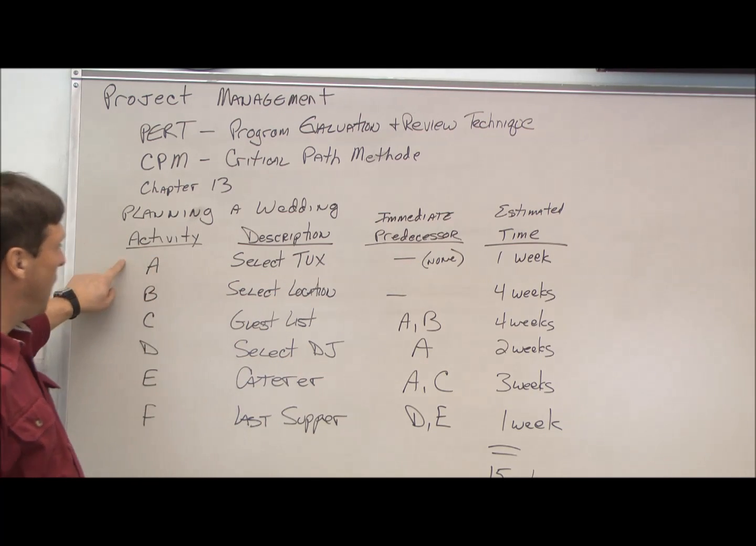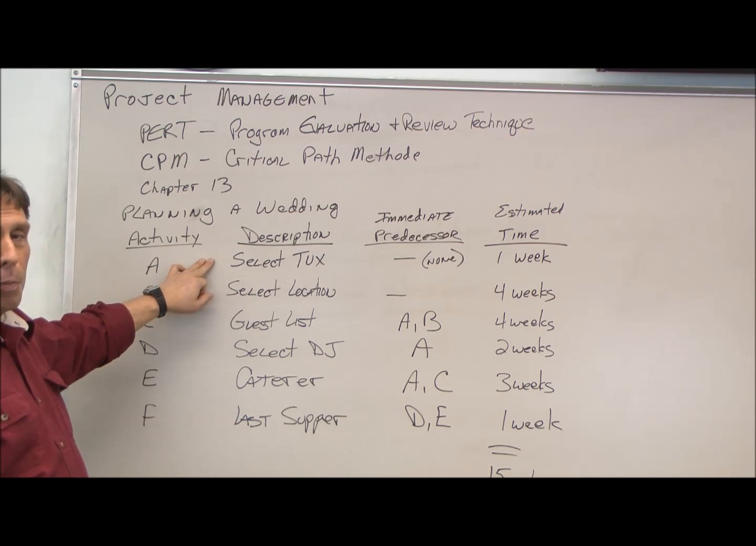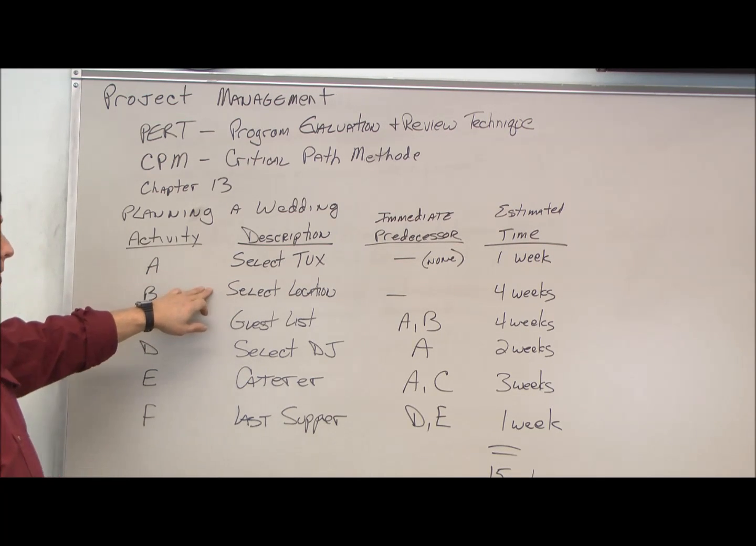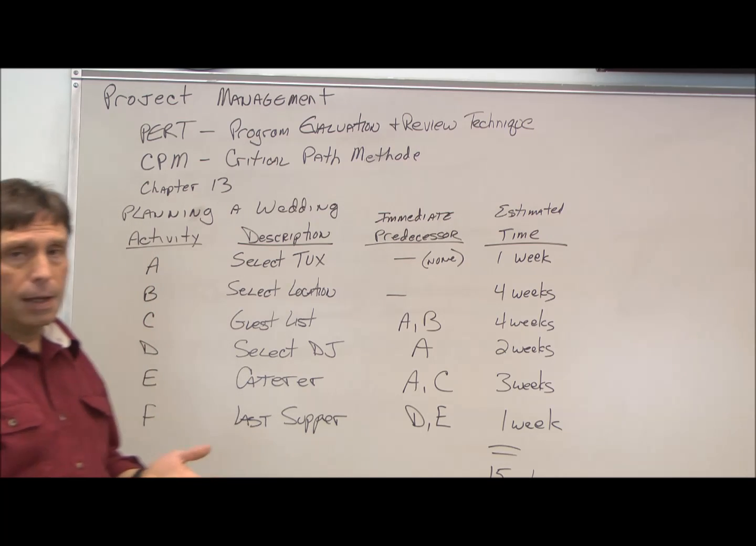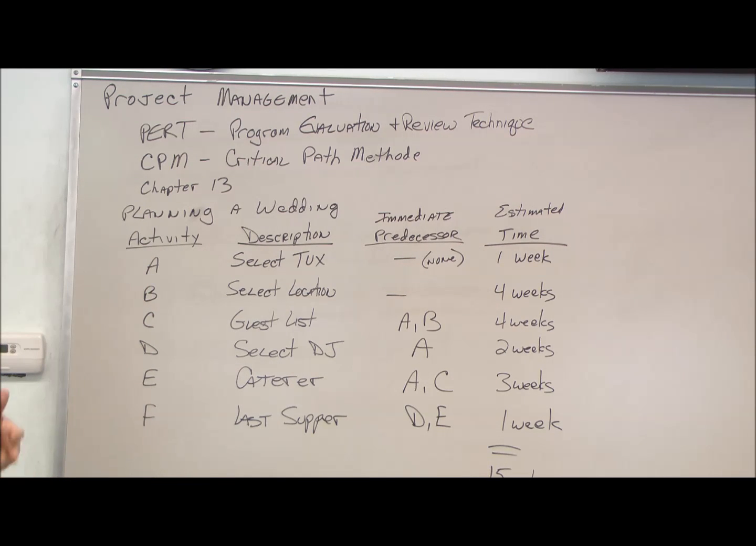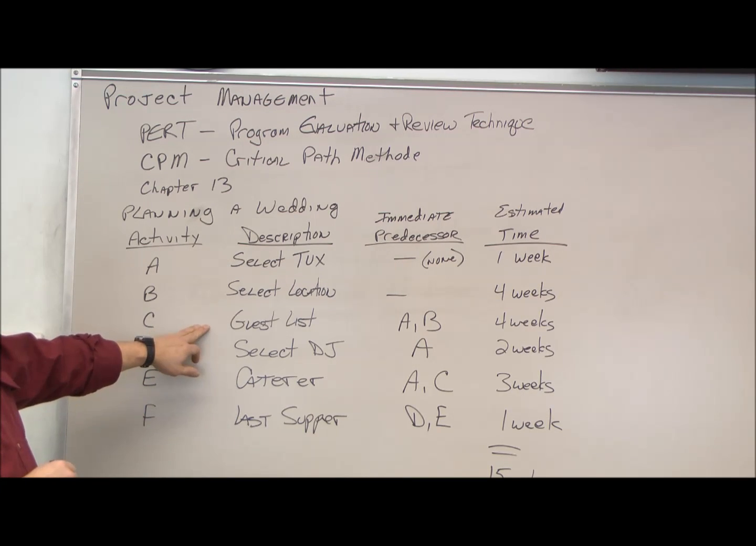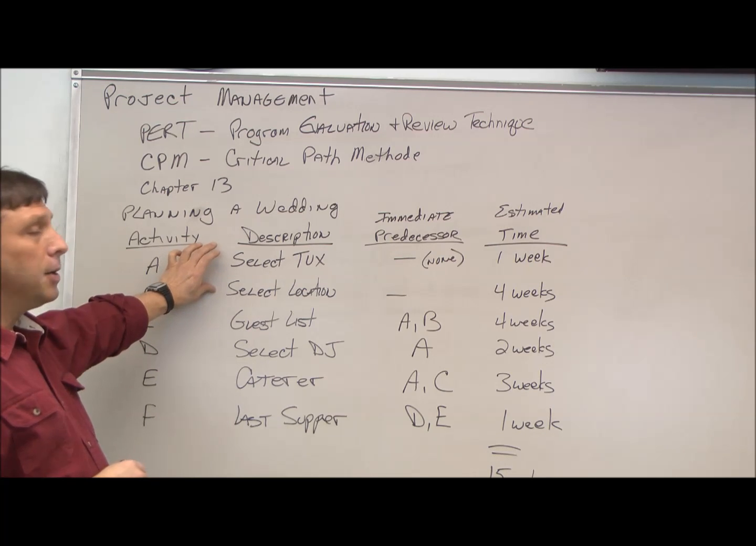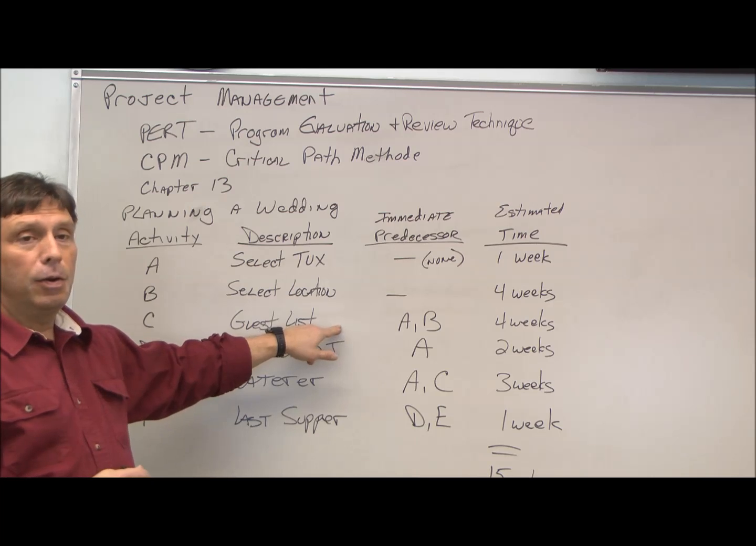You'll notice activities A and B, which is selecting your tux, very important, you want to look good, and selecting the location, they don't have an immediate predecessor. That tells us two things: they can be done at the same time, and they both can be started immediately. Next, we have a guest list. We need the location, and of course the tux to look good, before we can decide who to invite.